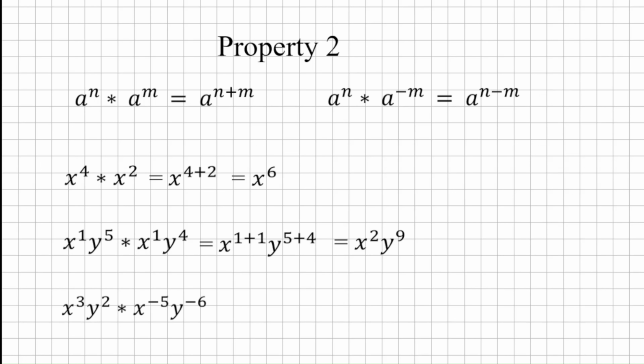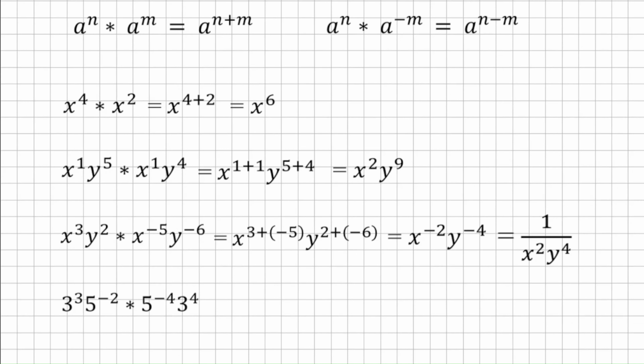To obtain x raised to the power of 3 times y squared multiplied by x raised to the power of negative 5 times y raised to the power of negative 6, the exponent of x is 3 minus 5, and the exponent of y is 2 minus 6. The result is x raised to the power of negative 2 times y raised to the power of negative 4, or 1 over x squared times y to the power of 4.